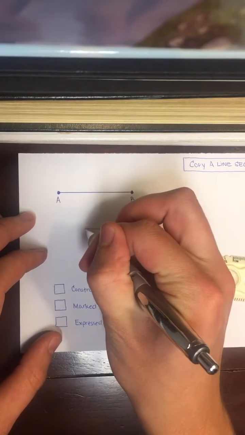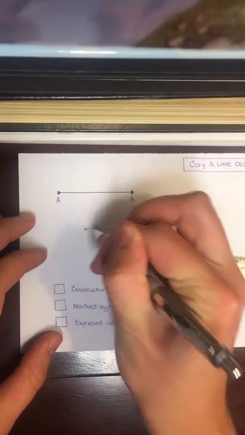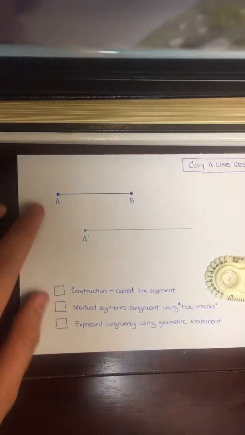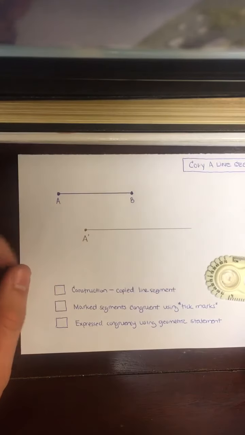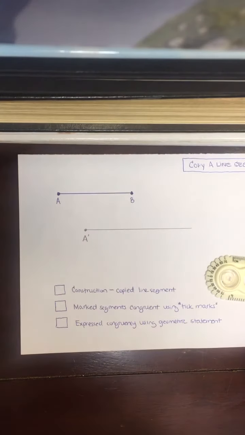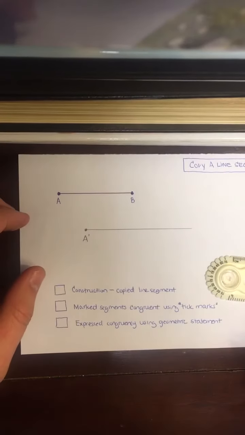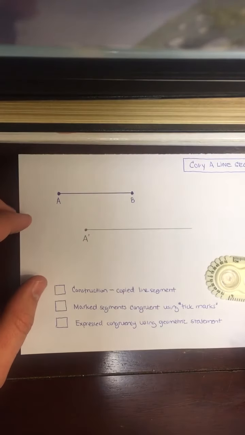We're going to start by identifying that point off to the very far left, my A. I'm labeling that as A prime. That indicates that that point has been copied. This little dash mark is just read as prime, A prime.